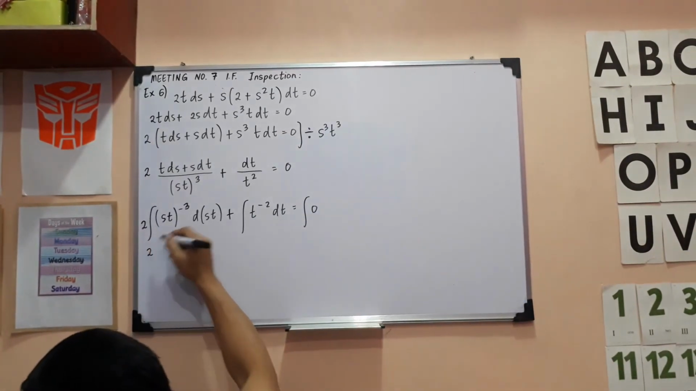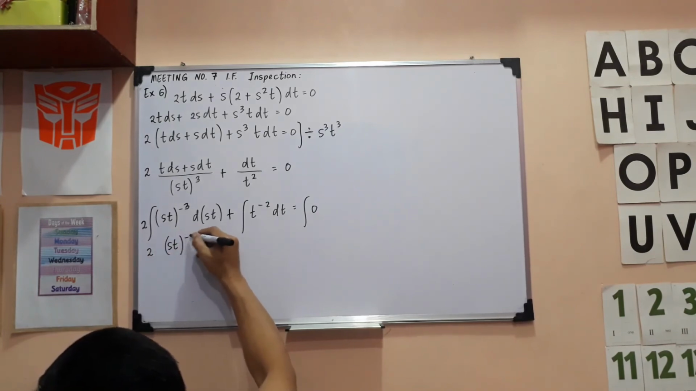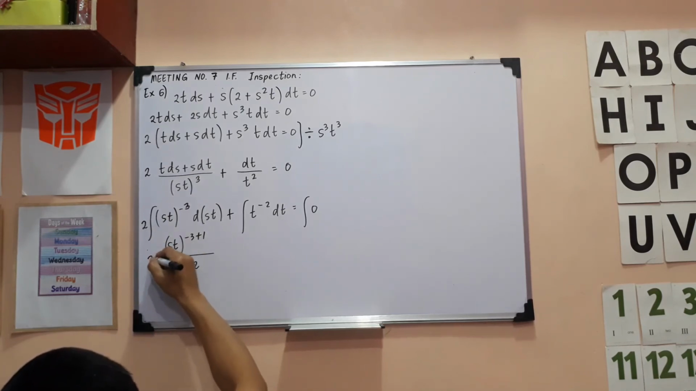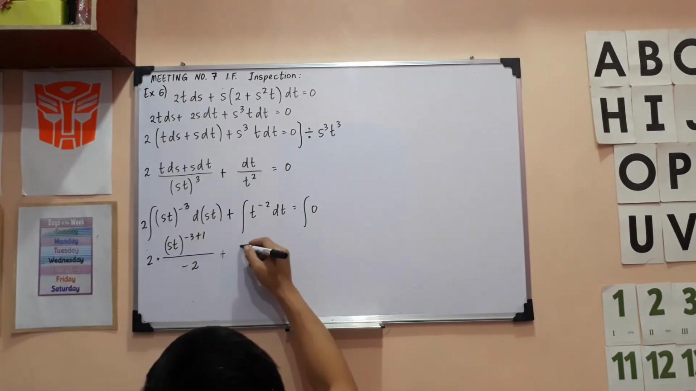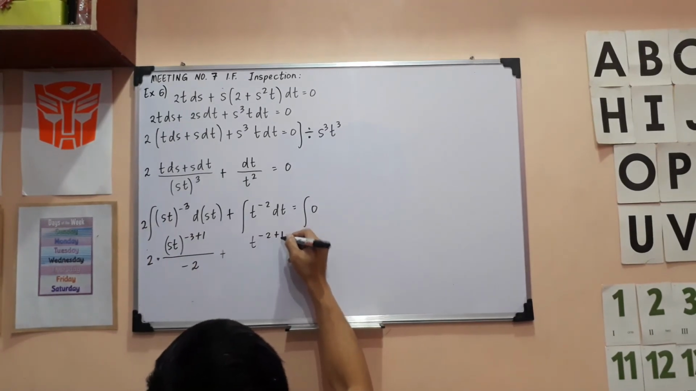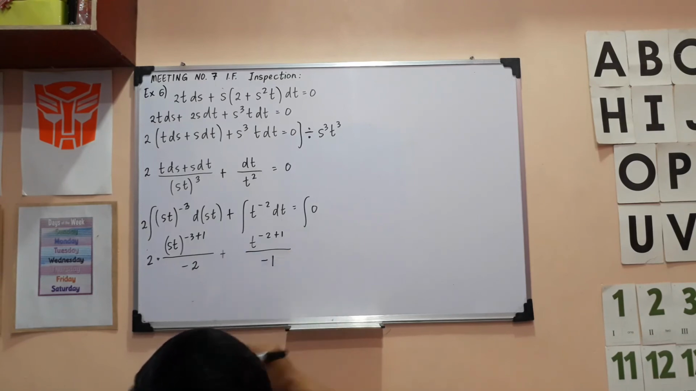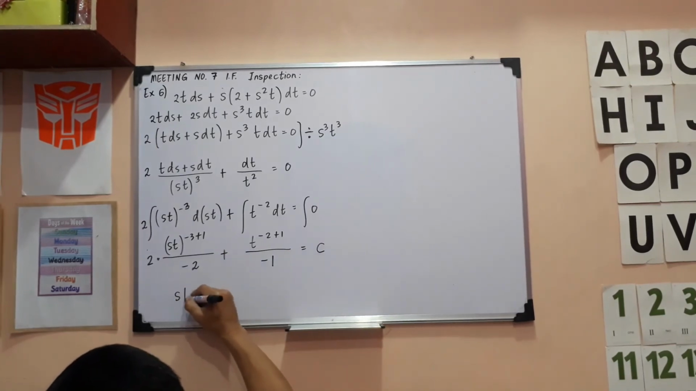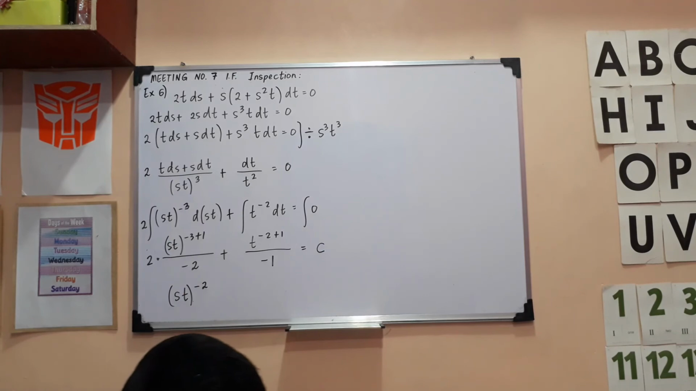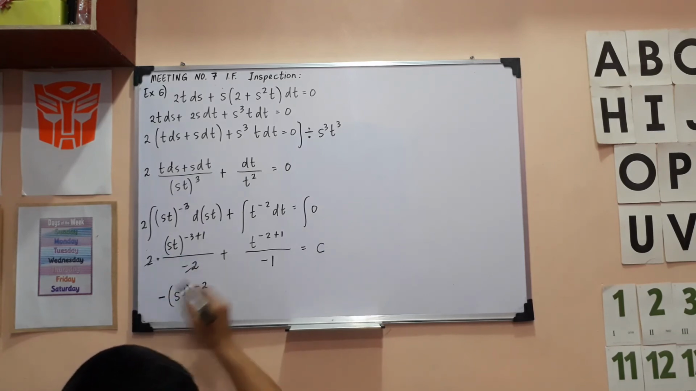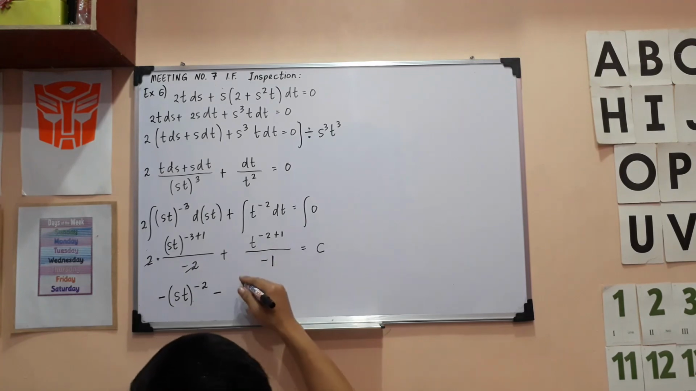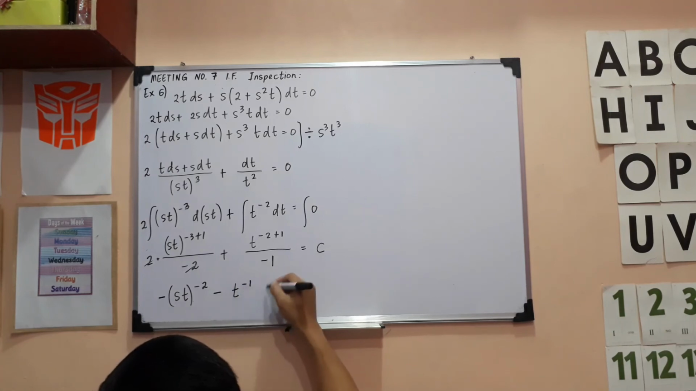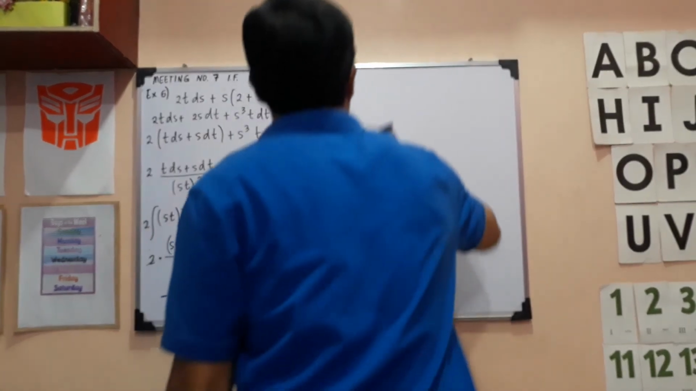So, 2 and then st raised to negative 3 plus 1 power formula and then negative 2. So, this is times. Gandahan ng sulat para maintindihan. And then plus we have t raised to negative 2 plus 1 all over negative 1. Okay? And then that is equal to c. So we have now st raised to negative 2 na lang. Negative. Cancel yan. Negative. And then magiging minus na ito. And then that is t raised to negative 1 is equal to c. Or yung negative c or c, parehas lang yon.